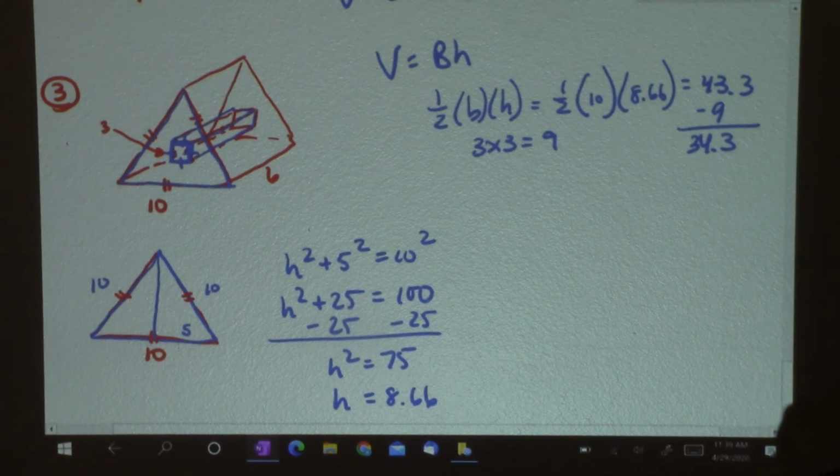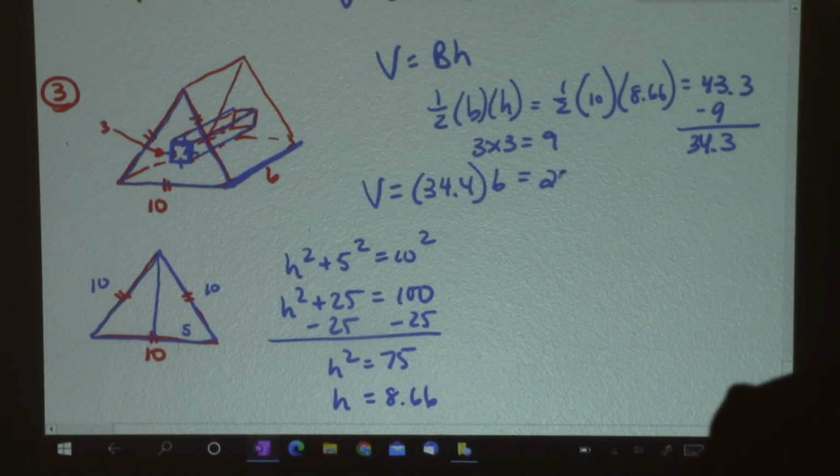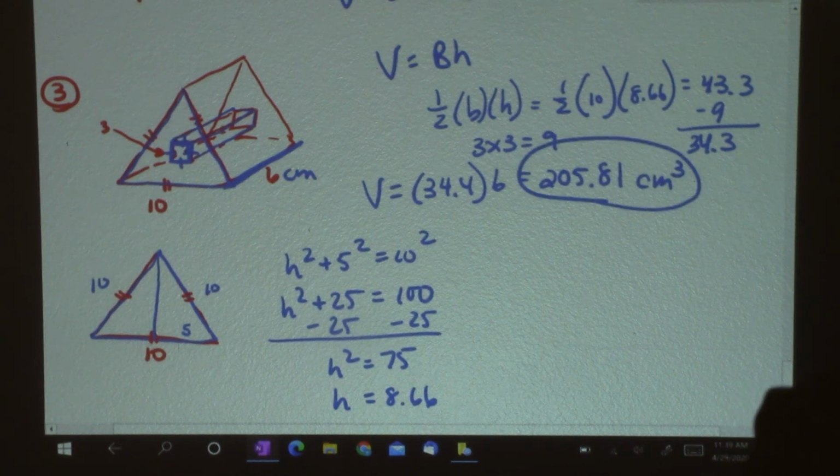I had to take out that little square in the middle. And now I'm going to multiply that by the height of the whole thing, which is 6. So the volume is going to be 34.3 times 6, which is 205.81. And these are centimeters, so this is centimeters cubed.